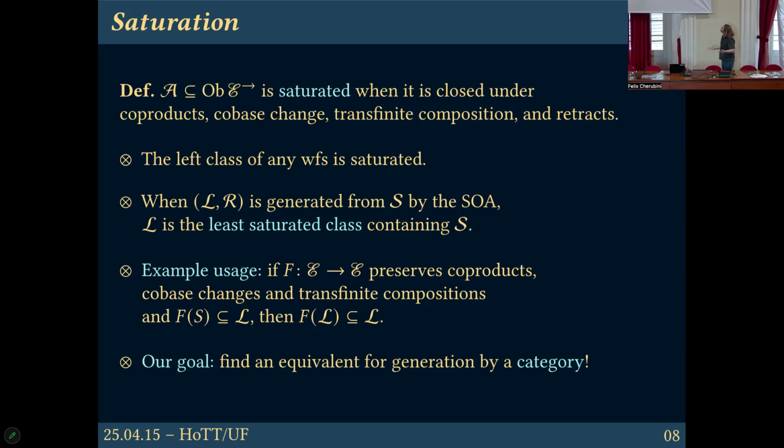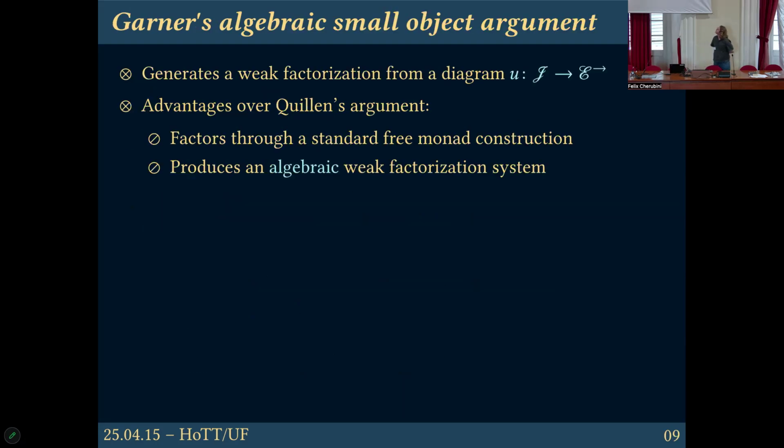But we're in a case where we're not generated by a set. So what we want is an equivalent of this kind of process for generation by a category. And for that, we can't use Quillen's small object argument, but we can use something that exists, which is Garner's algebraic small object argument. So this is an operation or construction for building a weak factorization system from a diagram. And it has some advantages over Quillen's argument, besides being more general.